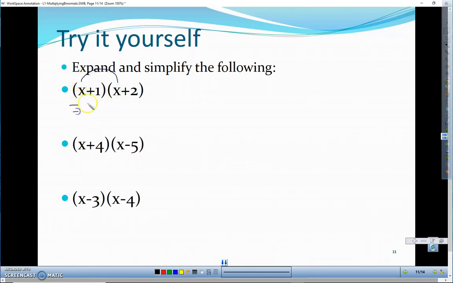X times x is equal to x squared. X times 2 is plus 2x. This 1 times x is plus x, and this 1 times the 2 is plus 2, and this is going to be equal to x squared plus 2 plus the 1 is going to be 3x plus 2.